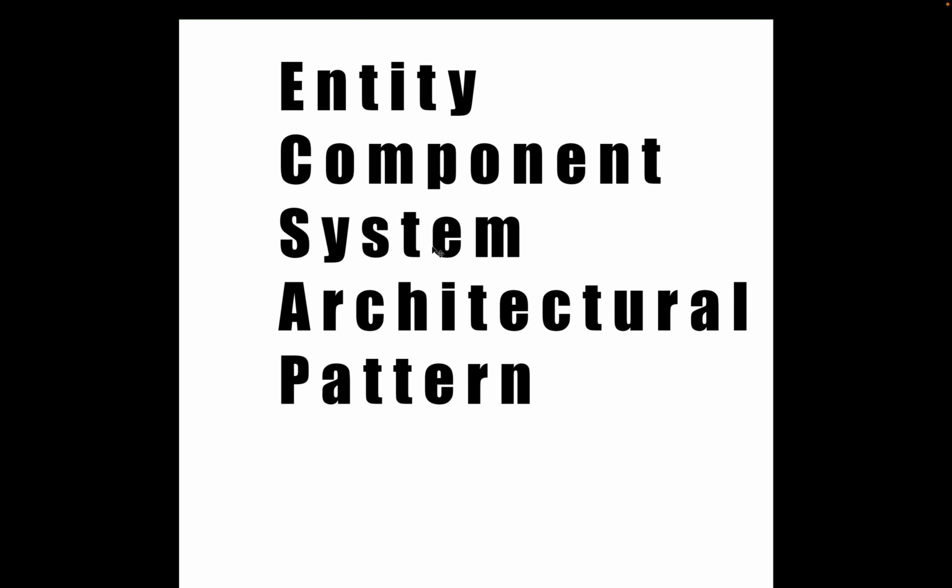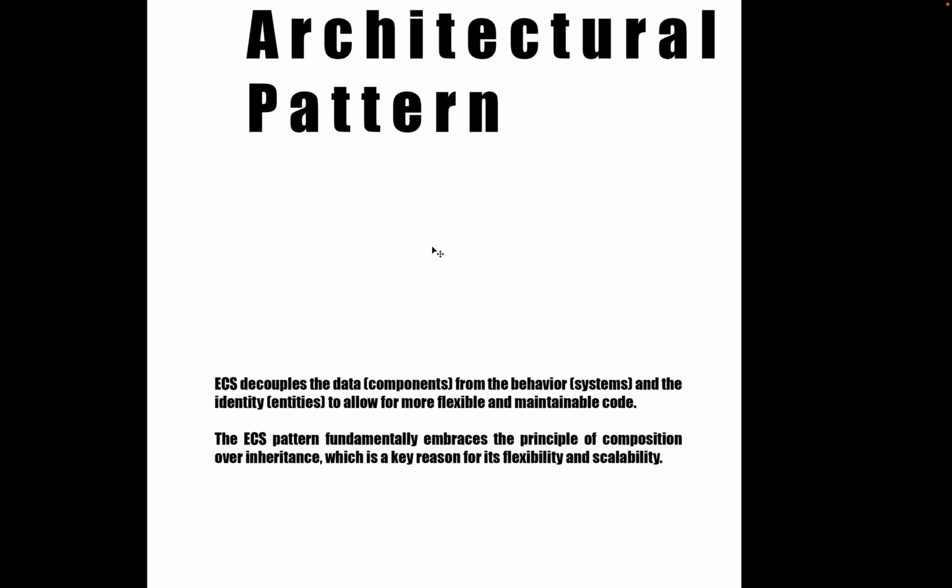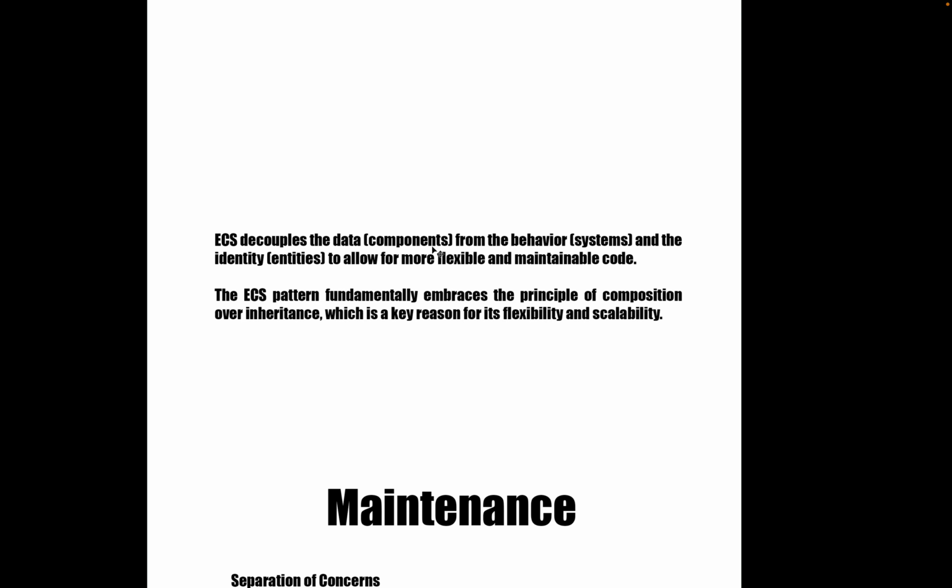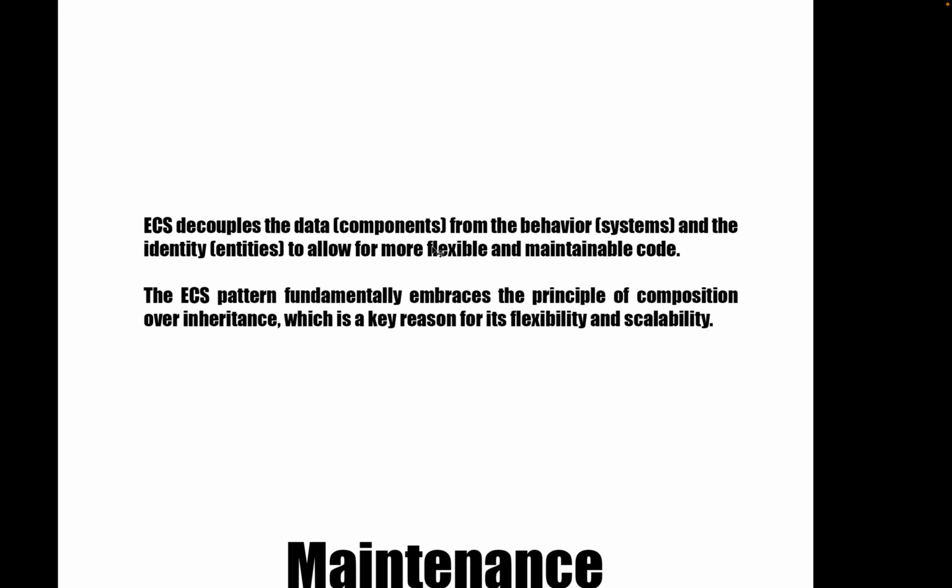So, the entity component system architectural pattern. The great thing about the ECS is that it decouples the data from behavior and the identity that is associated with that data and behavior. This allows for more flexible and maintainable code. So the ECS pattern fundamentally embraces the principle of composition over inheritance. So that's actually the key reason for its flexibility and scalability.